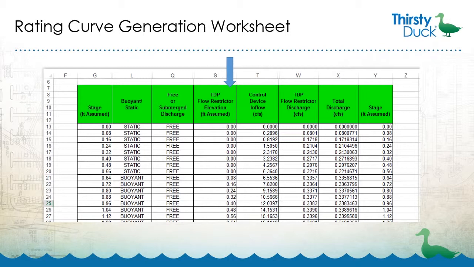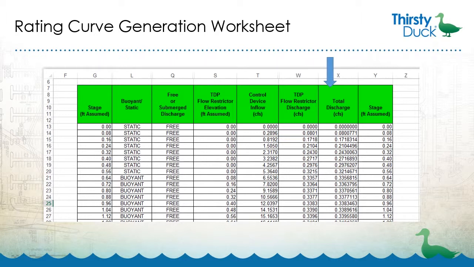The control device inflow column indicates the theoretical flow rate over the water level control device, based on water surface elevation, for Case B installations. The TDP flow restrictor discharge column indicates the theoretical discharge through Thirsty Duck's flow restrictor, based on the water surface elevation, and the elevation of the flow restrictor shown in the TDP flow restrictor elevation column.